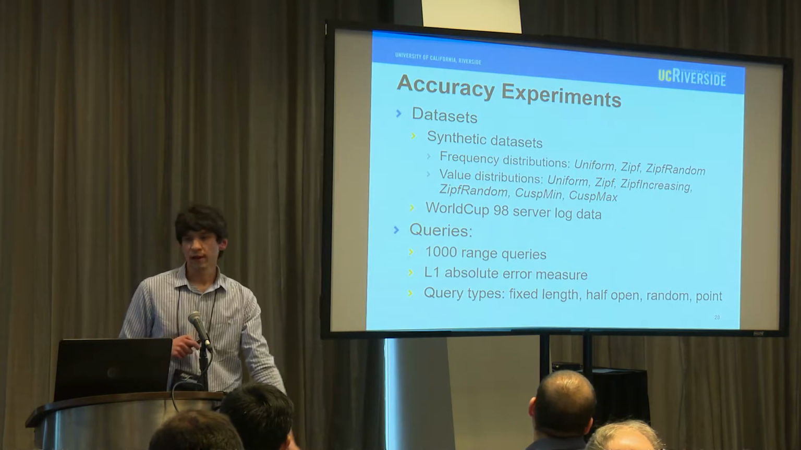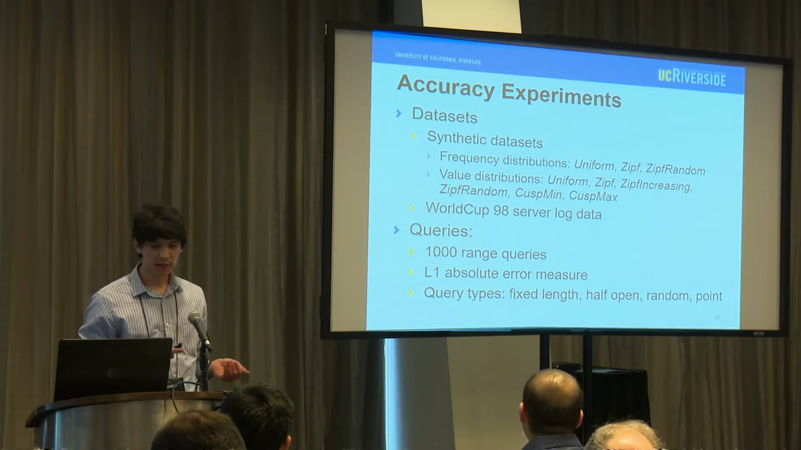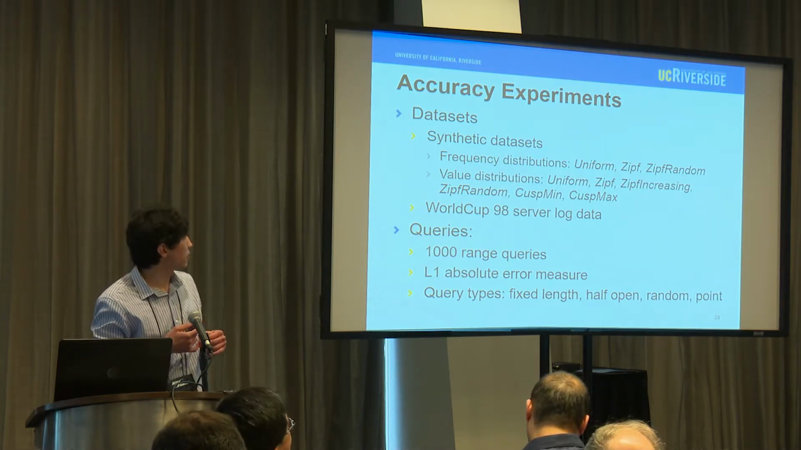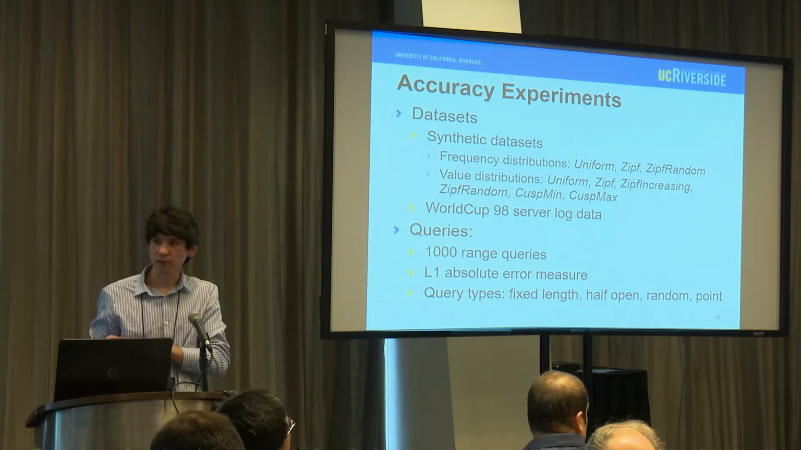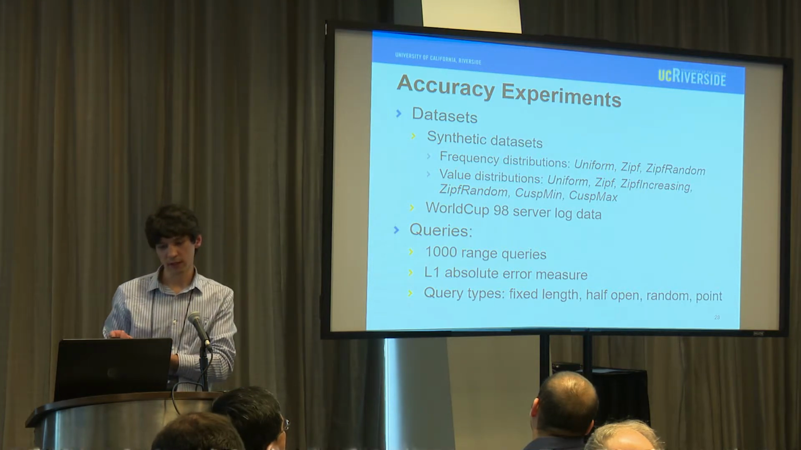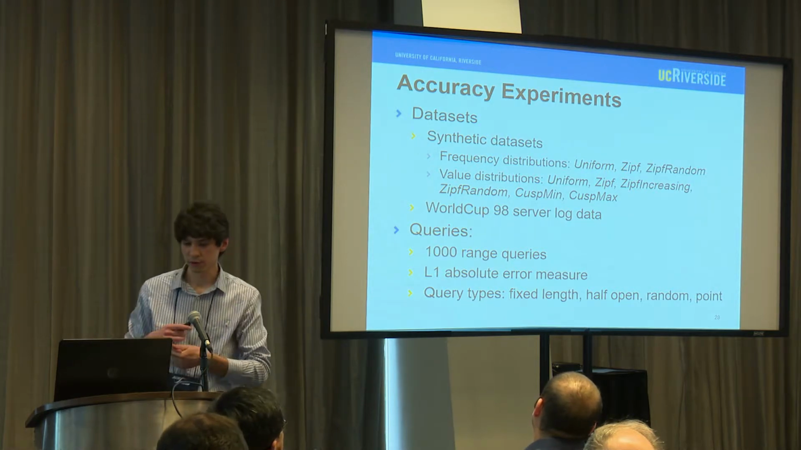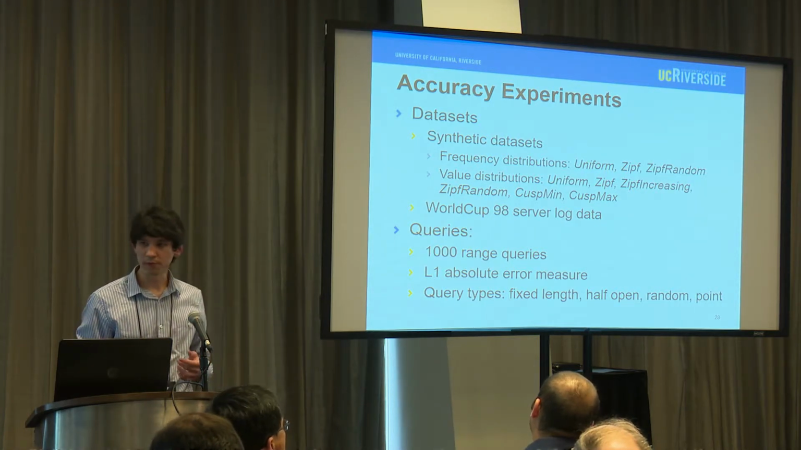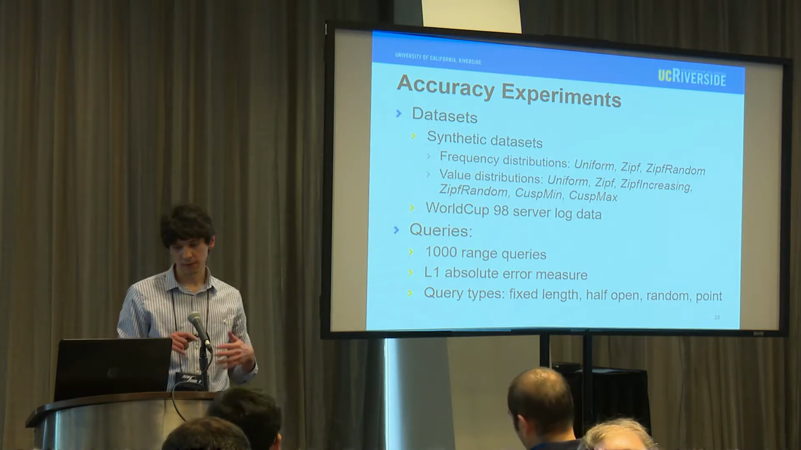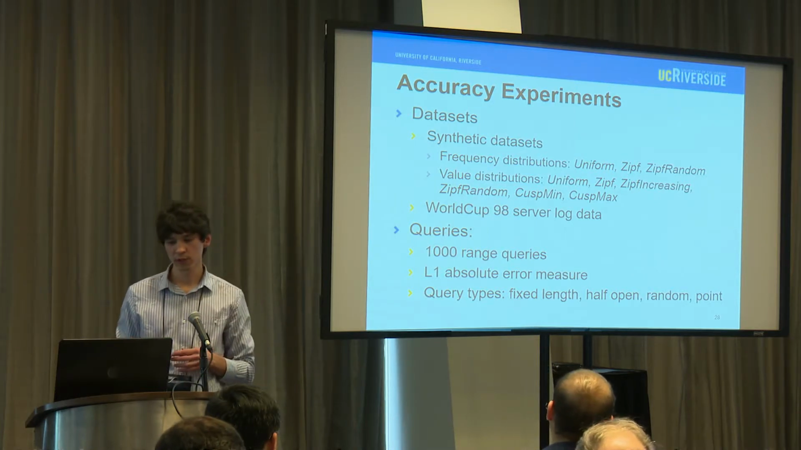Going next to the accuracy experiments, we tried different kinds of generated data, and in the generated records we varied the distribution for frequencies of the records and the values of those records. And we also tried the real data set from WorldCup 98 server logs. In order to measure the accuracy, we issue 1,000 range queries and calculate the average absolute error on those queries.